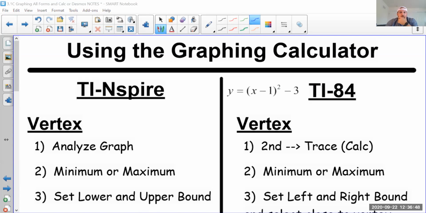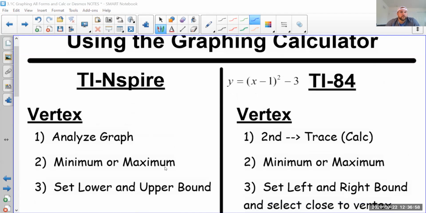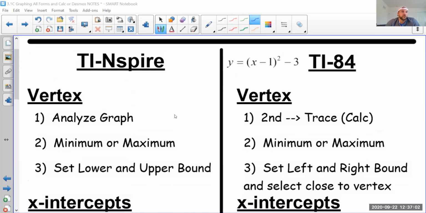Y equals x minus 1 squared minus 3. To be quite honest with you, Desmos is the easiest to use. But you can't use Desmos on the ACT, so that would be one reason not to use it, to get used to using some sort of calculator that you can use on the ACT.